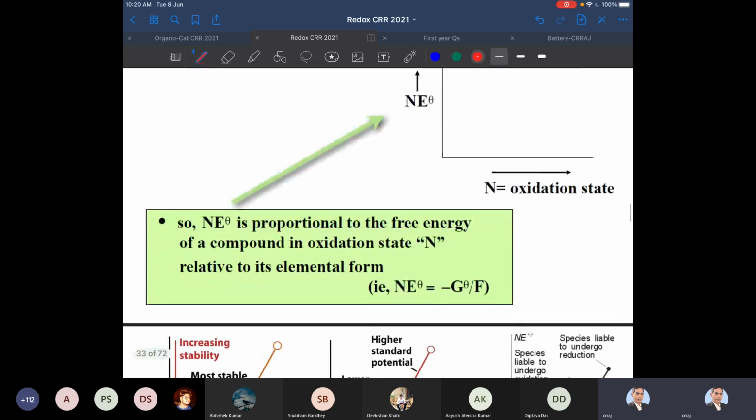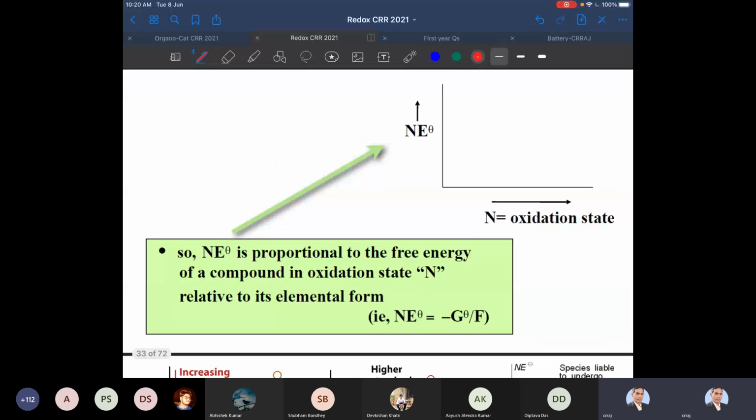Now, I repeated the same thing here. That is the bottom. You see, capital N E0 equals minus delta G0 divided by F. That is the relation that we have at the end of the day. So what you need to remember is that here we plot the oxidation state multiplied by the reduction potential. What is the reduction potential? The reduction potential with respect to the elemental form.